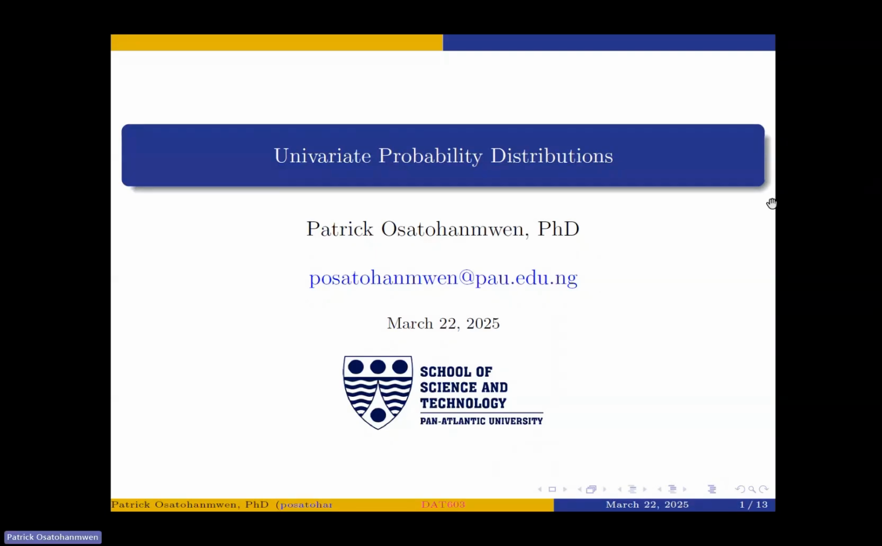It's going to be a very interesting class as we take ourselves through univariate probability distributions, which is very important in data science because we use probability distributions to model the random behavior of data sets. And in this case, we're going to be considering just univariate probability distributions because there exist multivariate probability distributions.